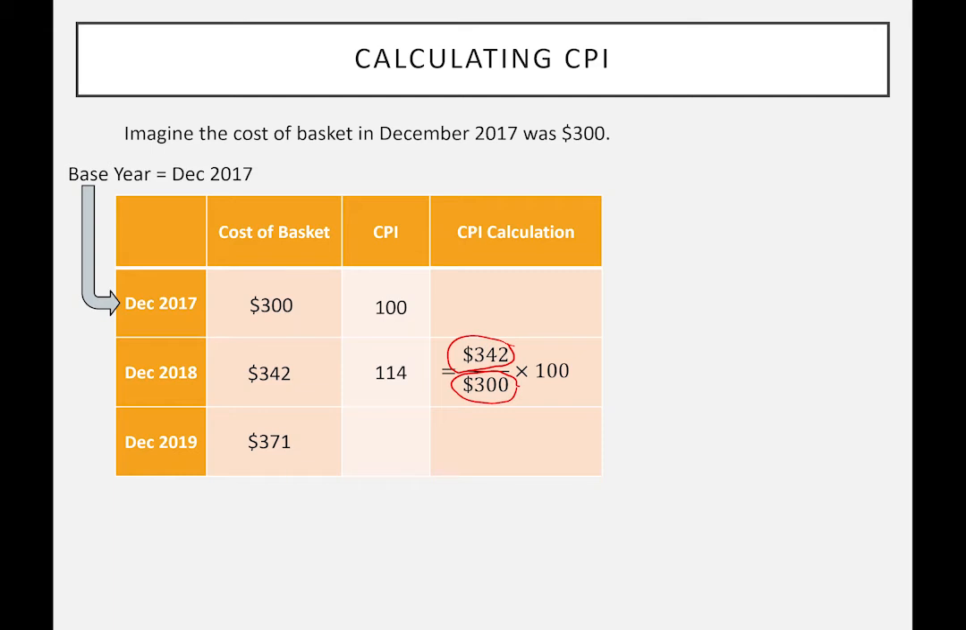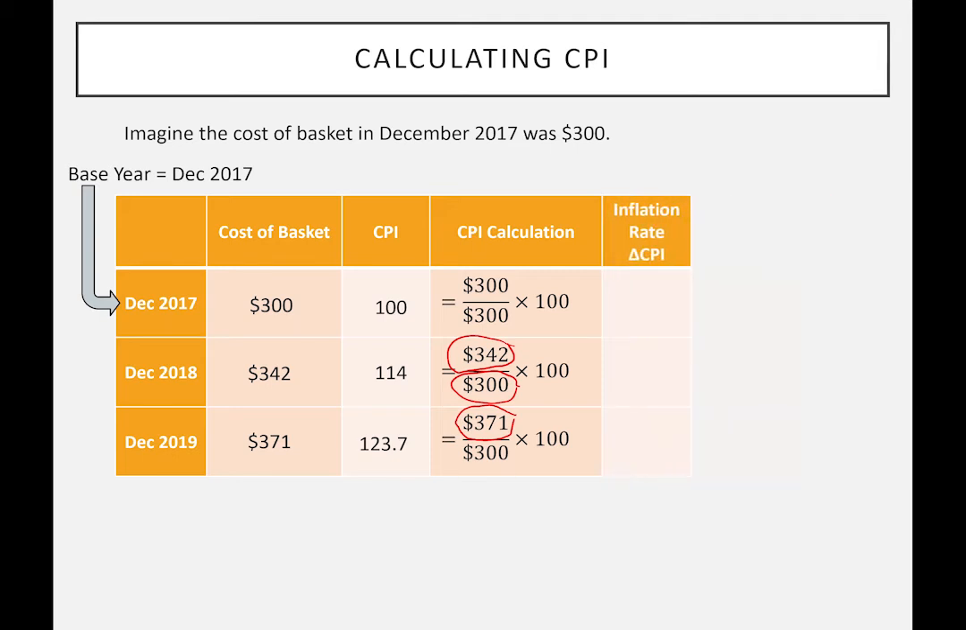Let's do it for December 2019. So once again, we would take the price of the basket in that particular year, how much it cost to buy all those items on that list, divide by 300 times 100, and we get 123.7. It's as simple as that. If you're curious about how we would calculate the CPI in the base year, well, it would just be 300 divided by 300 times 100, so it still works. The basic principle is to take the cost of the basket in a particular year divided by the cost in the base year.